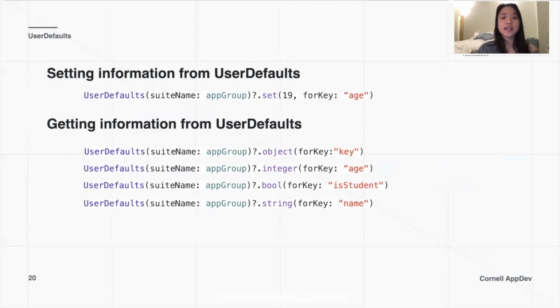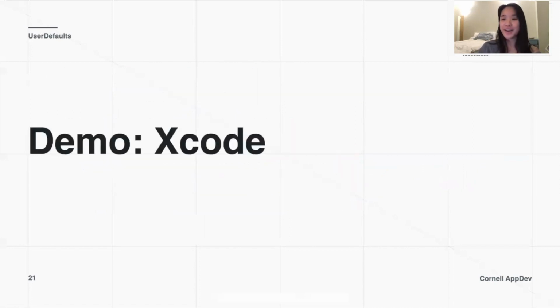So you will have to synchronize the information by creating an app group. So this will change your previous code to look something like this, where you have some sort of string for the app group and you pass it in as a suite name. And this just allows your app and your widget to be able to use the same user default information. All right, back to the demo.